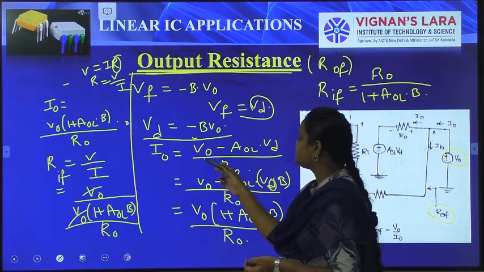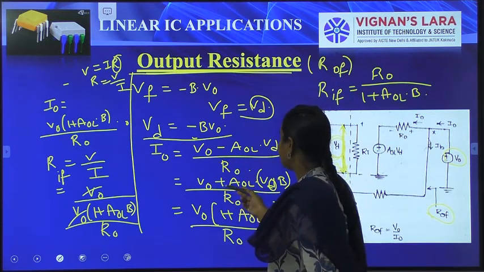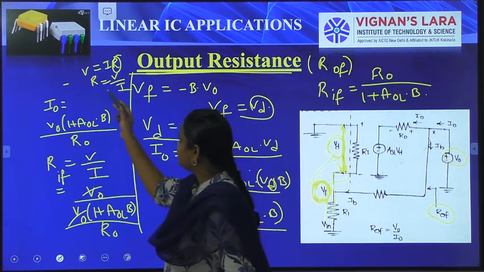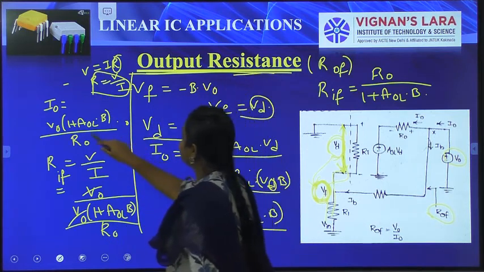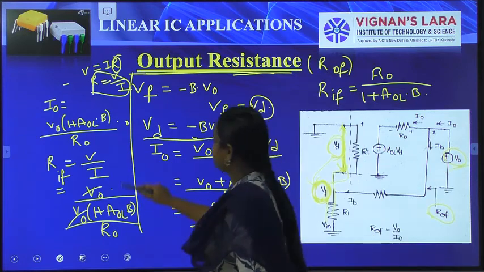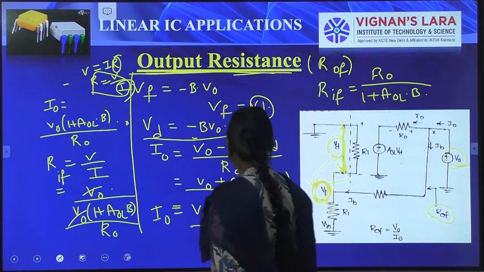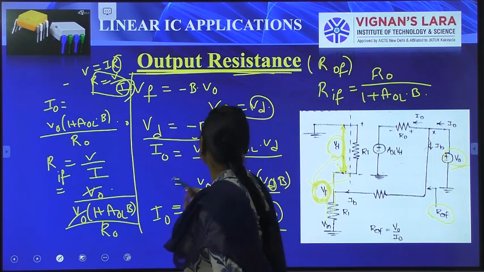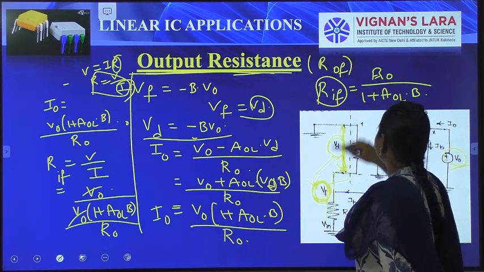So I naught is equal to V naught minus AOL VD by R naught. V naught is taken common here, and we get it like this. From this, R is equal to V by I. We want the output resistance, so R is equal to V by I, where V means V naught and the output current is V naught of 1 plus AOL B by R naught. Simply we can get, and finally the feedback resistance is R output by 1 plus AOL B.